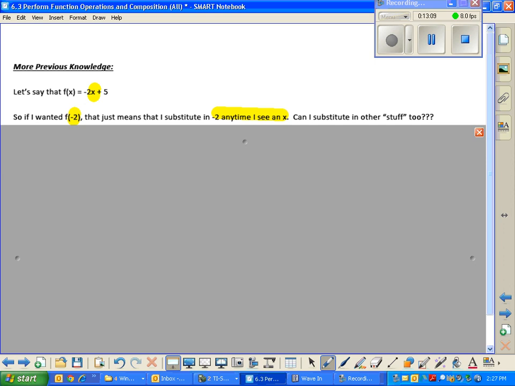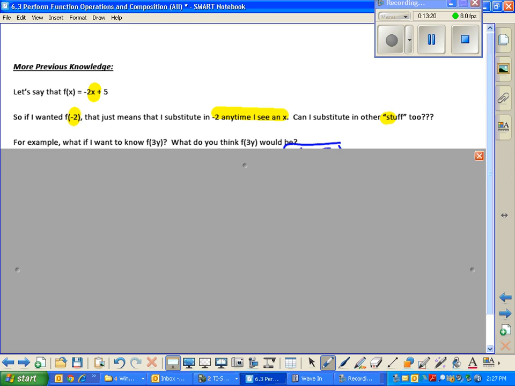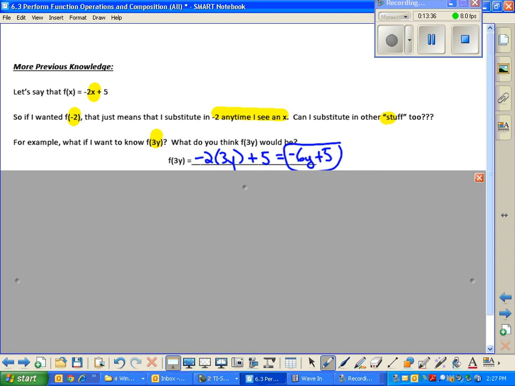The idea that we could substitute things in for x isn't new, but we can substitute other things in besides just numbers. We can substitute in, let's say, other stuff. So for instance, what if I wanted to plug in maybe 3y? What do you think f of 3y would be? Why don't you take a second and play around with it and press pause again. And if you plugged in 3y, it would look like that. You get -6y plus 5 when you are all done.